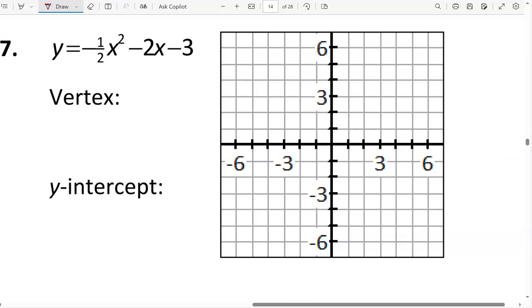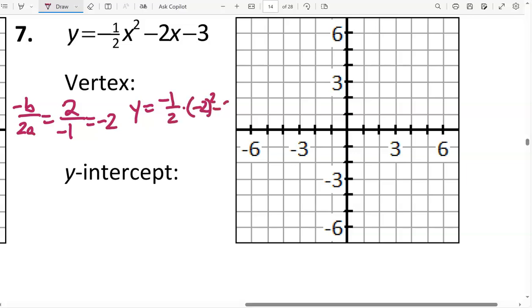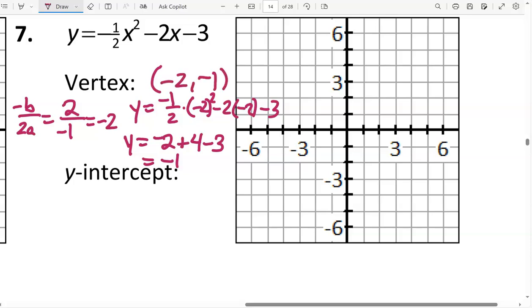In 7, we have another standard form equation. So the vertex x value can be found by using -b divided by 2a. The opposite of b is 2. 2 times a is 2 times -1/2, which is -1, and that's -2. We can find the y value by using the equation -1/2 times (-2) squared minus 2 times -2 minus 3. And that's going to give us -1/2 times 4 is -2, plus 4 minus 3. And that's positive 2 minus 3, which is -1. So our vertex is the point (-2, -1).